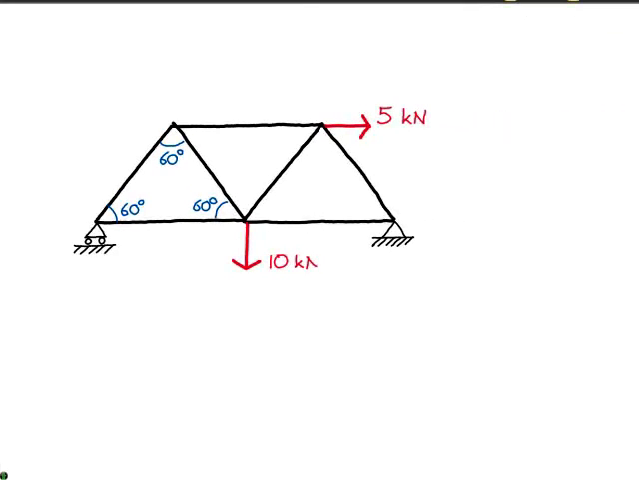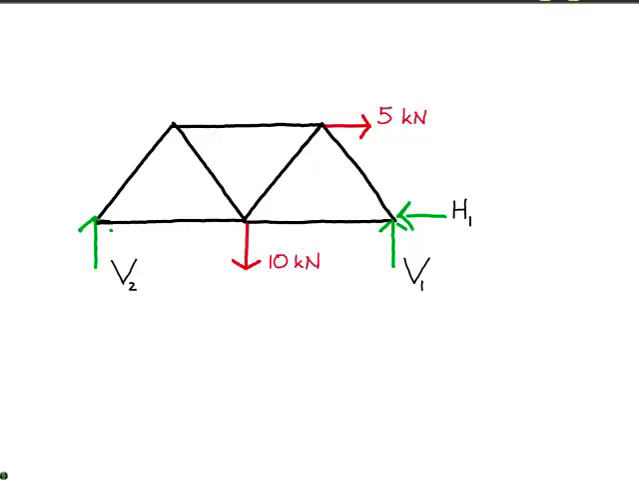Let's consider another example. Here we have a truss with two loads. The truss angles are all 60 degrees. The left-hand support is a roller, so it can only provide a vertical reaction. The right-hand support provides both vertical and horizontal reactions. Using horizontal equilibrium, the horizontal reaction must be equal to 5 kilonewtons.